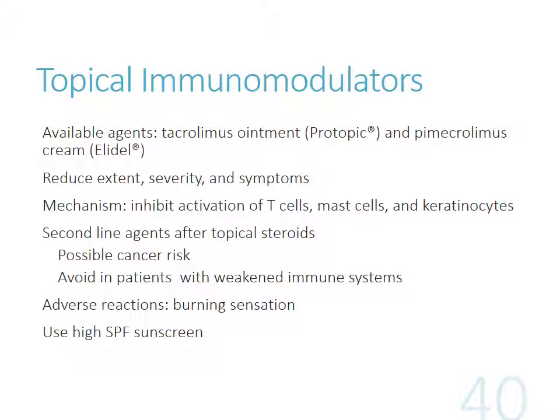Some other things we can use would be topical immunomodulators. If patients cannot receive topical steroids for whatever reason, these are two other agents that can be useful. They might not be nearly as potent as your higher potency steroids, but they can be useful to decrease this immune reaction. Two of the ones you'll see here are tacrolimus and pimecrolimus. Tacrolimus you might also see used systemically as an immunosuppressant for patients with transplants or other immune conditions, very frequently to help prevent graft versus host disease after transplant.